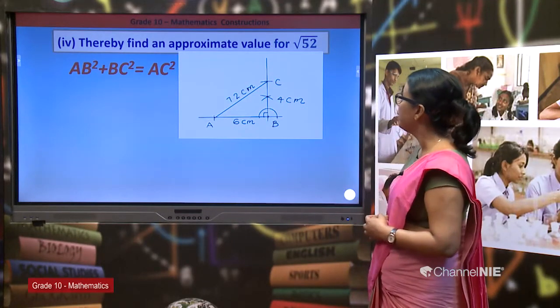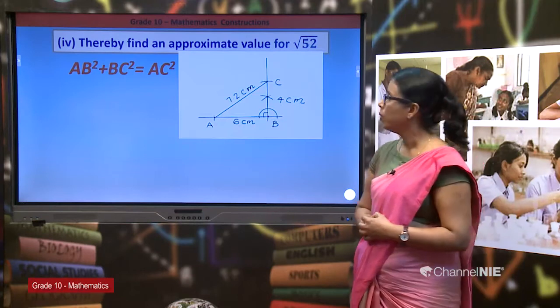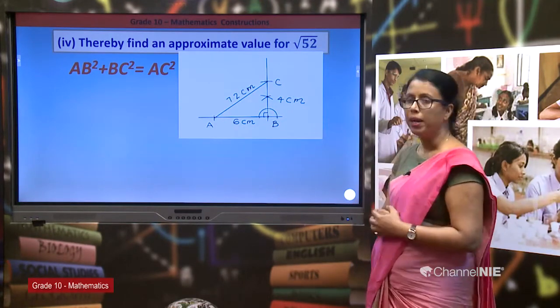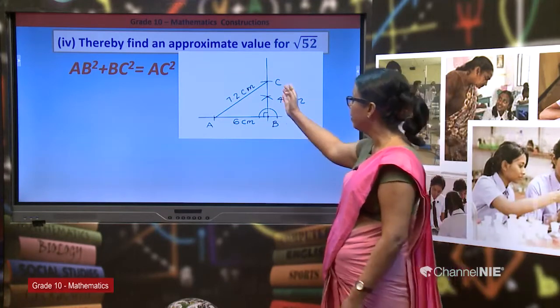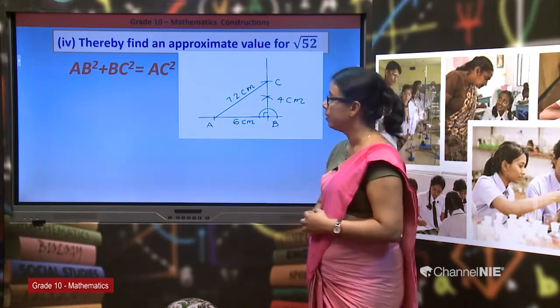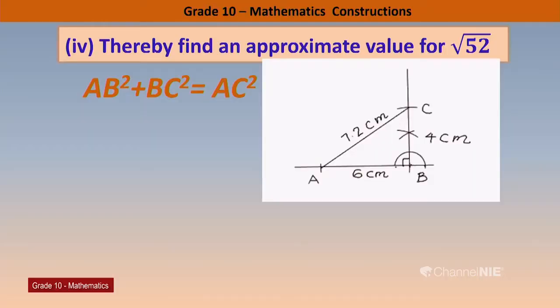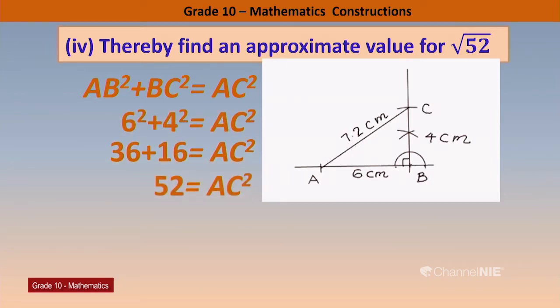Thereby find an approximate value for square root 52. Here I have used the relation, Pythagorean's theorem. Earlier we found this AC equals 7.2 centimeters. Let us find this AC length using Pythagorean's theorem. AB squared plus BC squared equals AC squared. Let us substitute these values. AB equals 6 centimeter, BC equals 4 centimeter. 6 squared plus 4 squared equals AC squared.